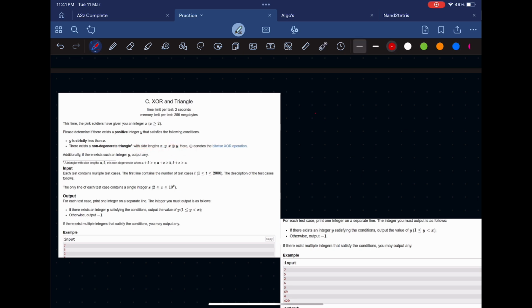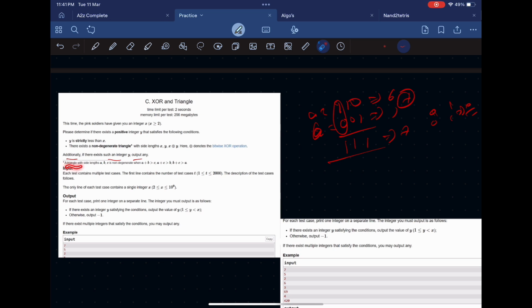So if we have a equal to 110, which is equal to 6, and b equal to 001, which is equal to 1, then the XOR of these is 111, which is equal to 7. If we have different bits, the XOR is 1. If we have the same bits, the XOR will be 0. Additionally, if such an integer y exists, output any.